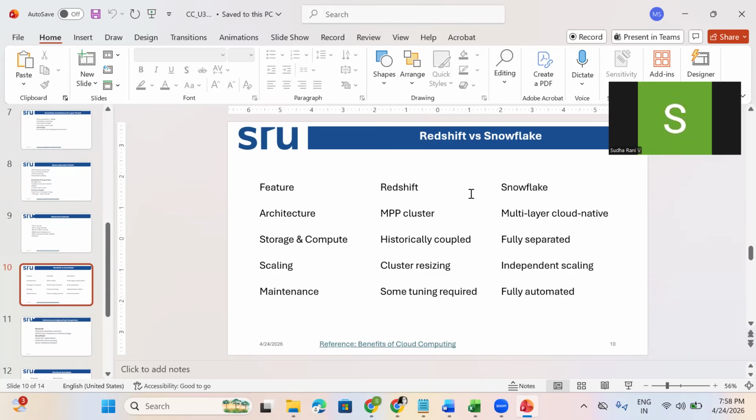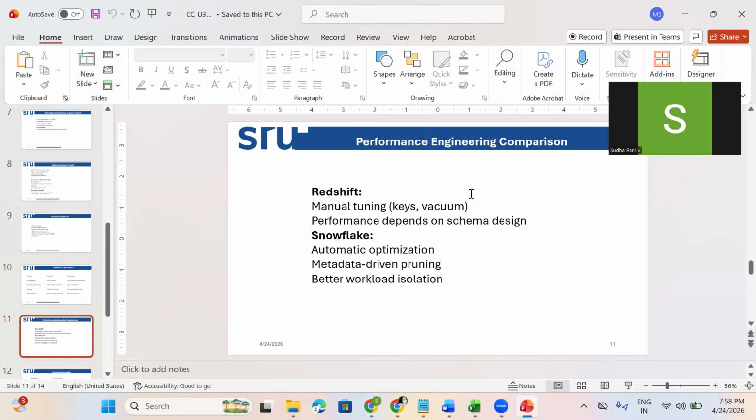Maintenance: Redshift requires some tuning, Snowflake is fully automated. Performance engineering comparison: Redshift is manually tuned by keys and vacuum, and performance depends on schema design. Snowflake has automatic optimization, metadata-driven pruning, and better workload isolation.